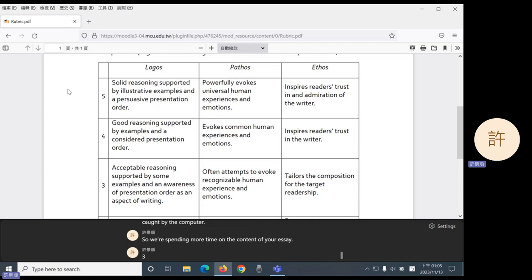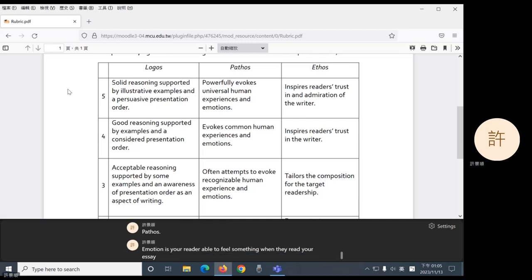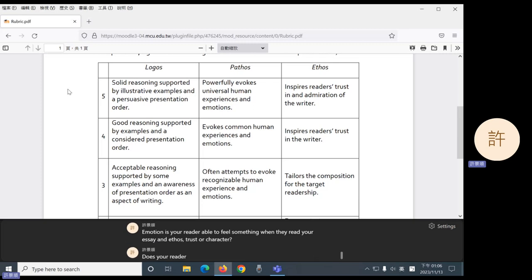Three dimensions: logos, reason, the order of your content, does it make sense, is anything missing? Pathos, emotion, is your reader able to feel something when they read your essay? And ethos, trust or character, does your reader trust you? Does your reader want to read your essay?